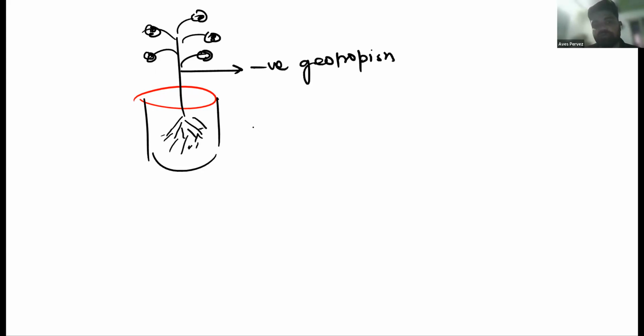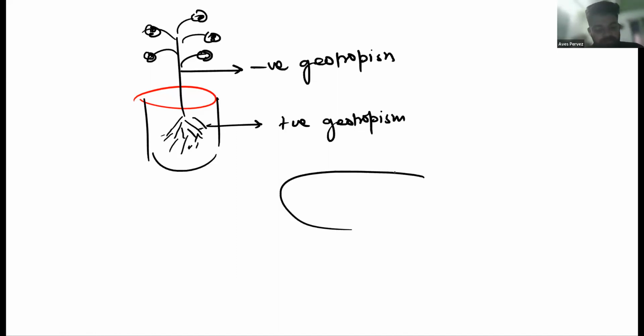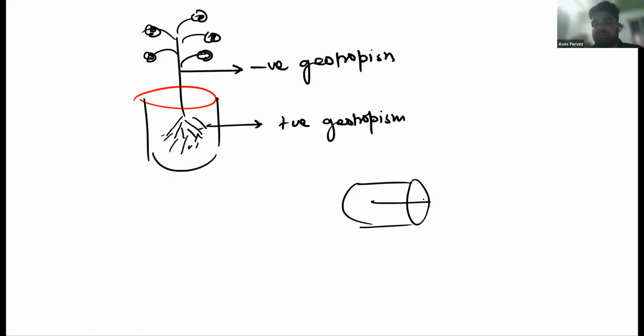and the root shows positive geotropism. Even if you keep this flower pot like this for some time, the plant will start growing this way. Again, it will grow.